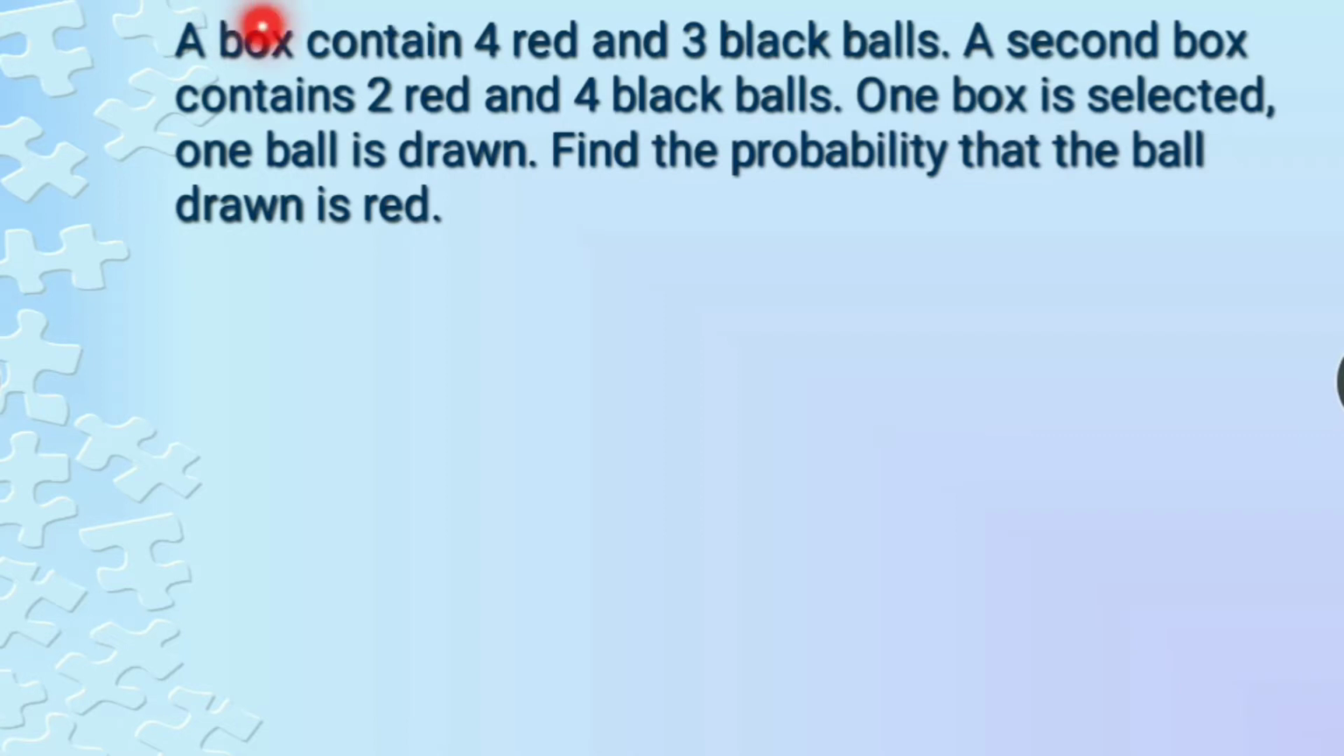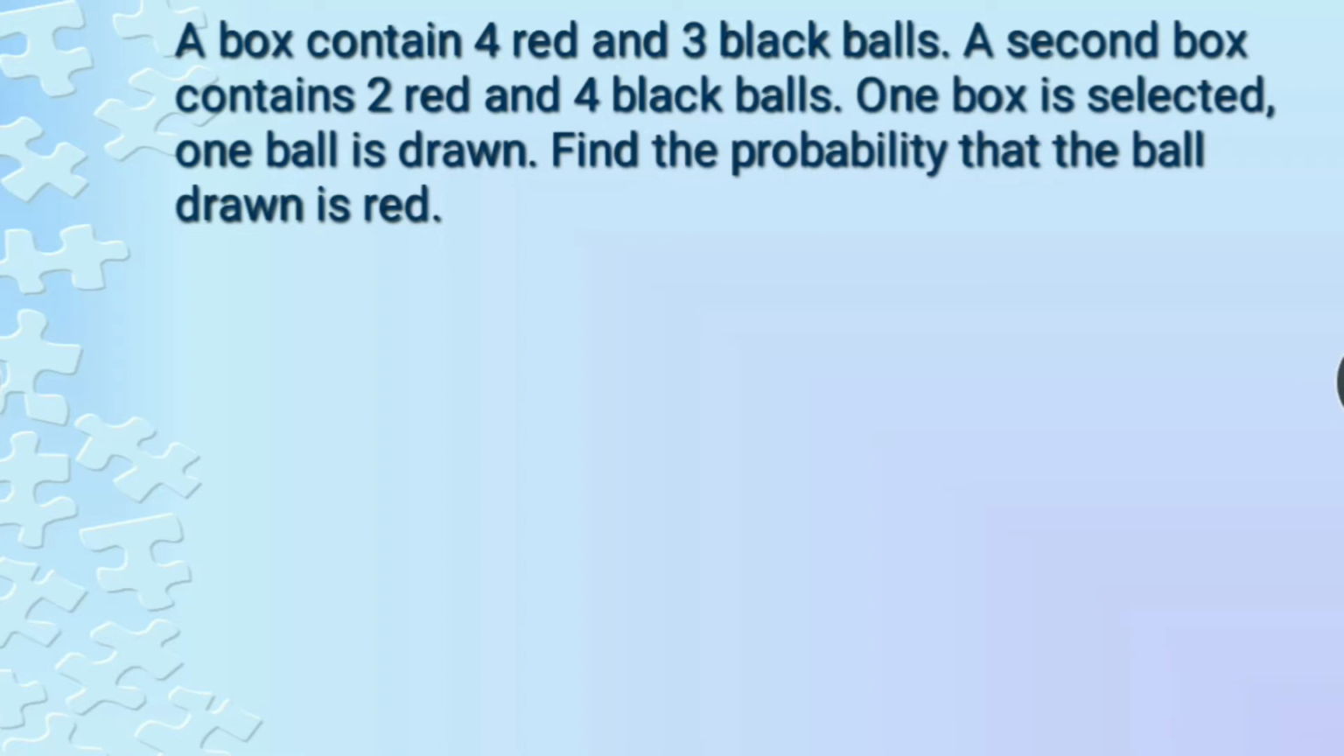A box contains 4 red and 3 black balls. A second box contains 2 red and 4 black balls. One box is selected, one ball is drawn. Find the probability that the ball drawn is red.